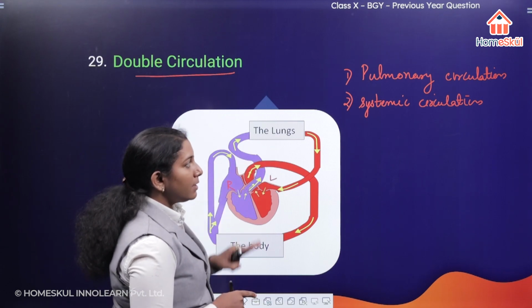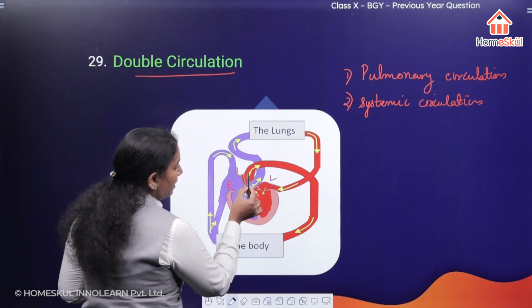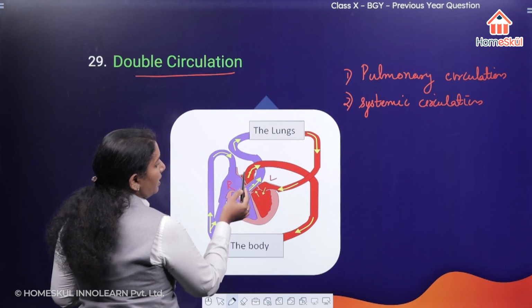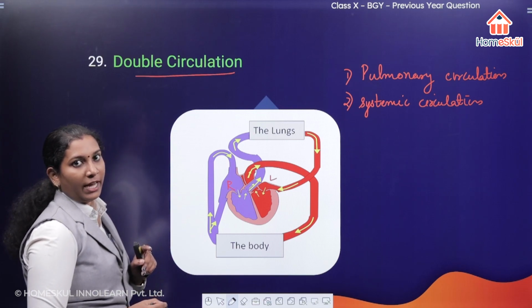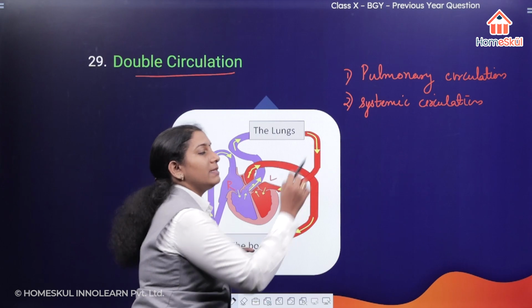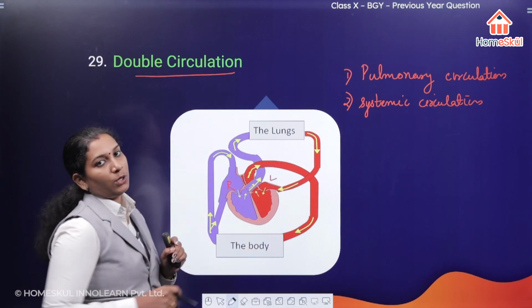And in case of systemic circulation, what happens is that from the left ventricle, the oxygenated blood is transported through the aorta to the different body parts. Then the body will get the oxygenated pure blood. So that is the systemic circulation. Both of these are included in double circulation.